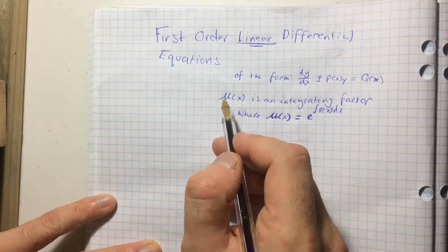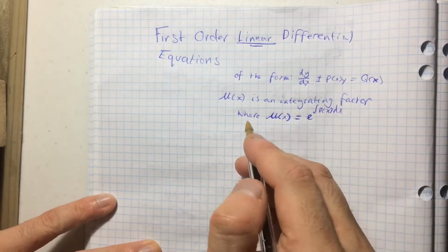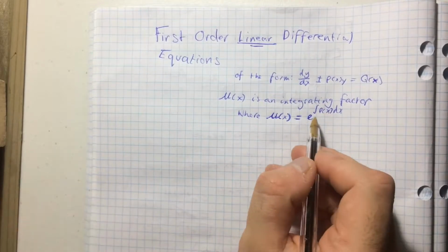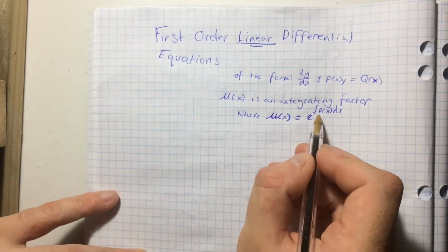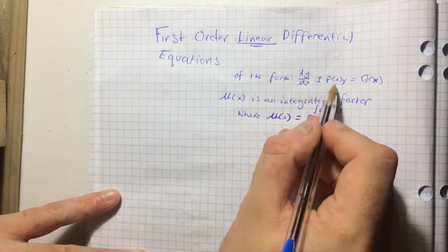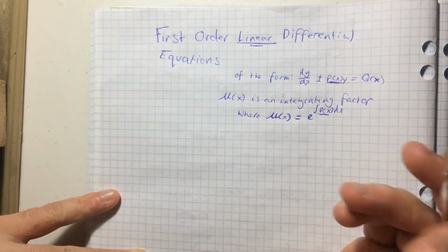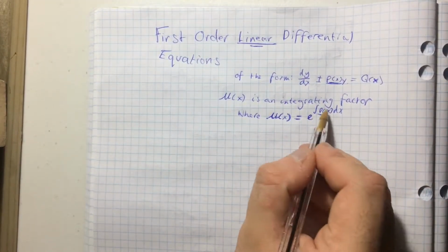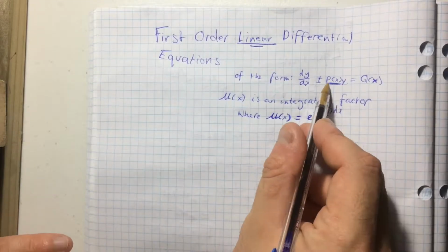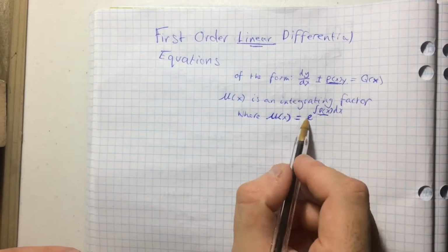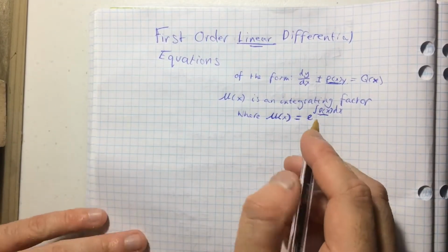And mu of x is an integrating factor, where mu of x is equal to e to the integral of p of x dx. So p of x, as you can tell, is that same function that's being multiplied by y. That's basically saying take the integral of this, and obviously raise e to the power of that.